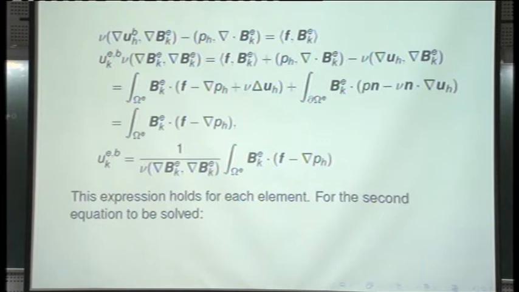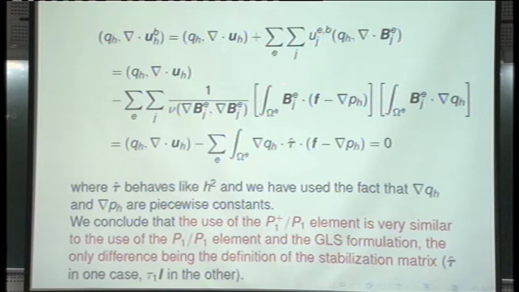Therefore, we can replace what we have obtained previously in this expression. If we do it, we get this. It looks, let's say, nasty, but it's very simple. It's just this expression inserted into this term. So in the continuity equation, we have q times the divergence of the linear part plus the bubble part. But it happens that the bubble part can be expressed in terms of the pressure, as we have seen before.